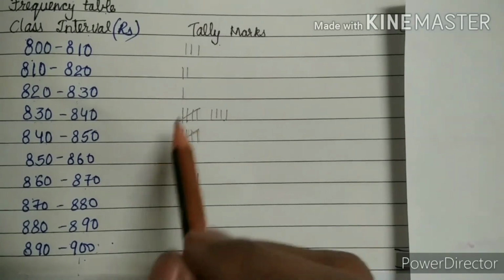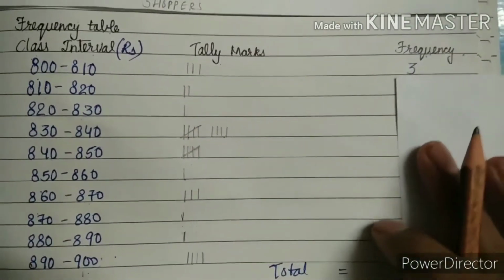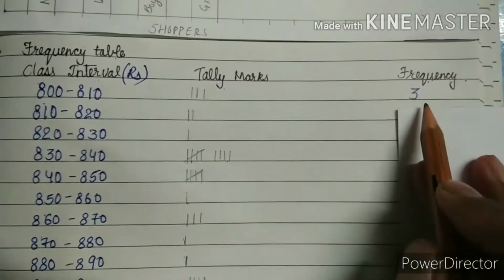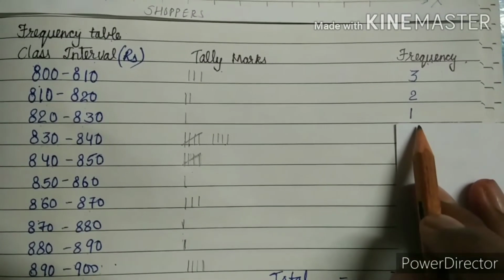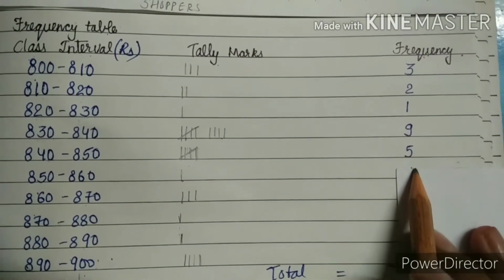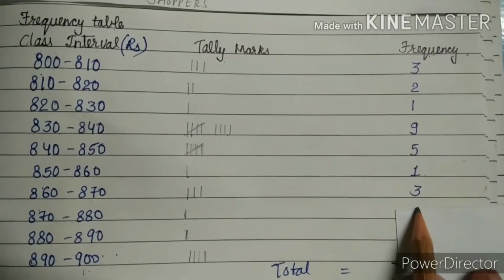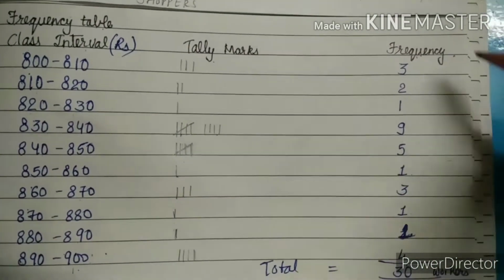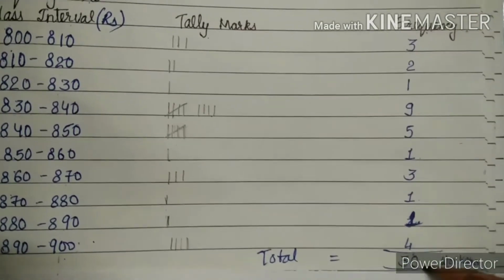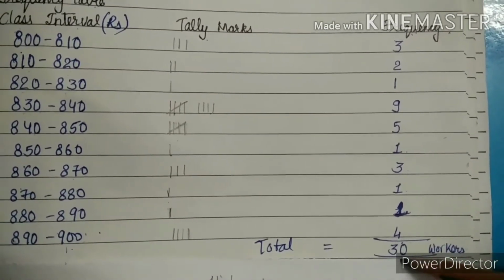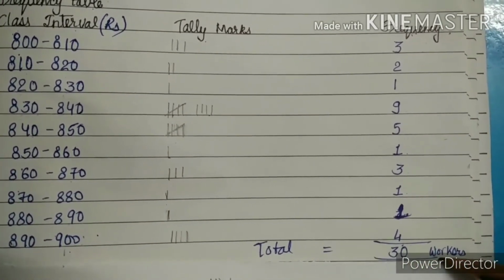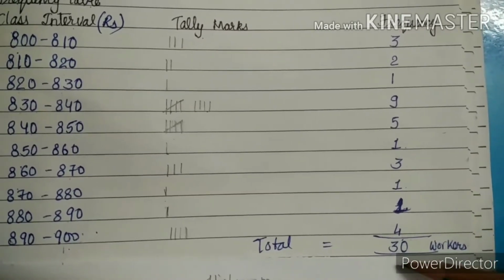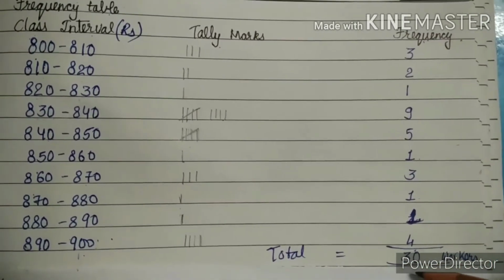Now we will write the numbers of tally marks here in the frequency column: 1, 2, 3, 3 is here, then 2, then 1, then 9, then 5, then 1, then 3, then 1, 1 and 4. After totaling all of them, we got 30. It means our total workers and the total workers given in the question are the same. It means we did it correctly. Now we will do question number 4.